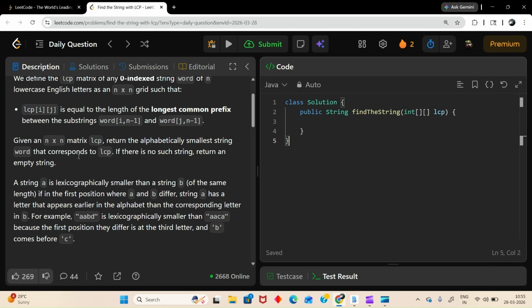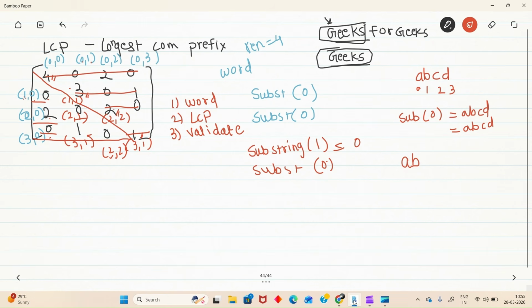If you want the lexicographically smallest string, then we should take the first letter as A. So initially I will consider my letter as A. Now when I'm saying that my 0 and 1 positions are not the same, the next thing I can take is the smaller one, B. So that's why I have A and B.